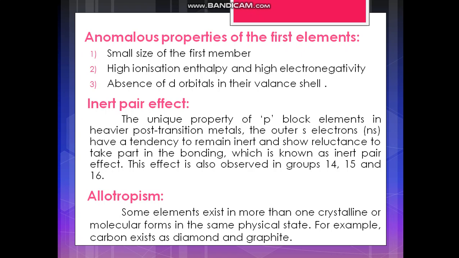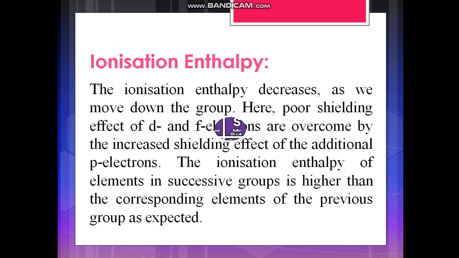The next property is electronegativity. As we move down the 13th group, the electronegativity first decreases from boron to aluminum and then marginally increases from gallium. Therefore, there is no appreciable change. The same trend is also observed in 14th group. In the rest of the groups, 15 to 18, when we move down the group, the electronegativity value decreases.